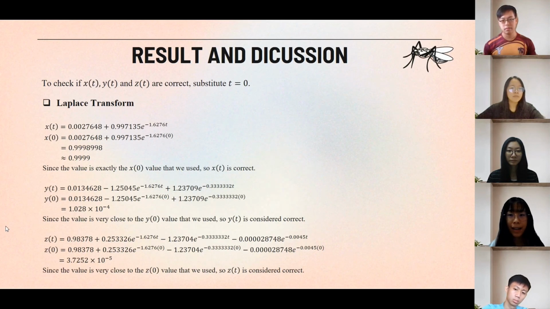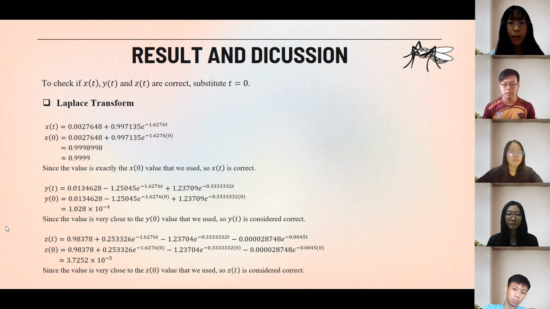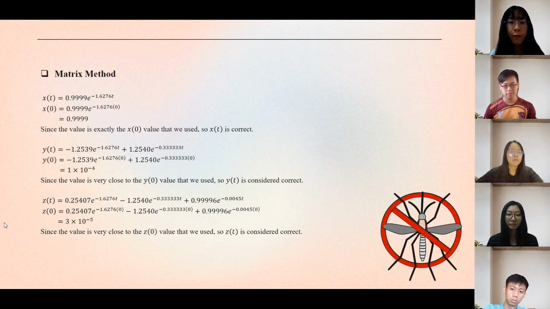Alright, for the result and discussion, to check if the specific solution that we obtain from both Laplace transform and matrix method are correct, we substitute t equals 0. Then, for both methods, we found that the values of x, y, and z with t equals 0 are close to our initial condition, thus the specific solution that we obtain is correct.